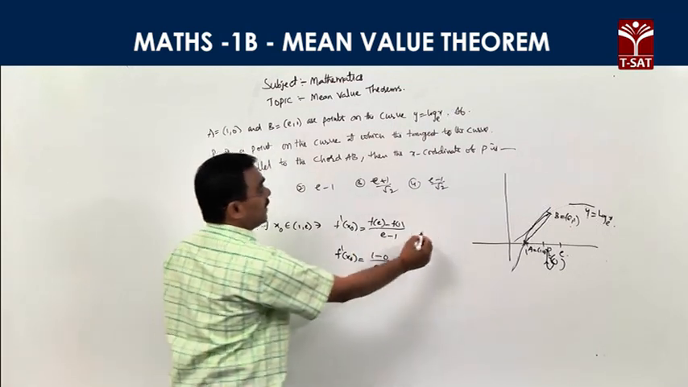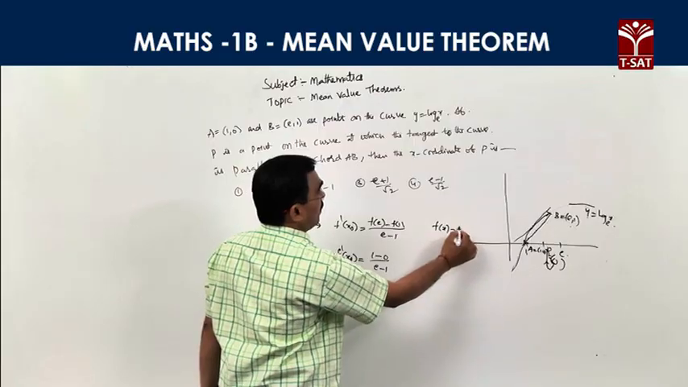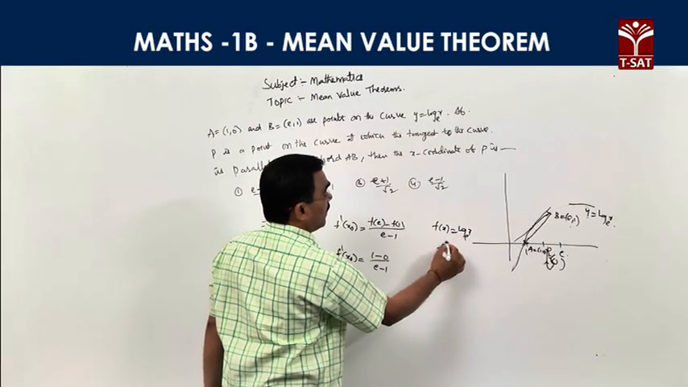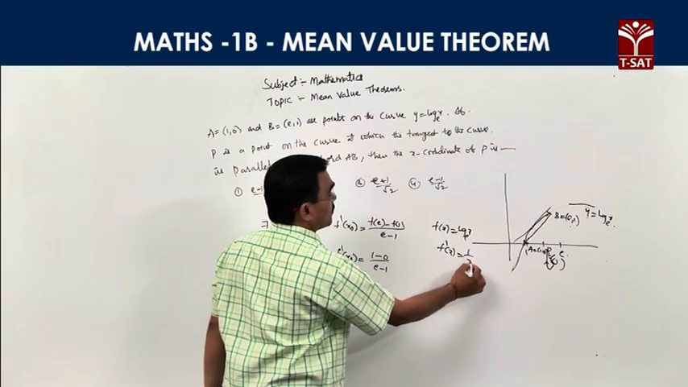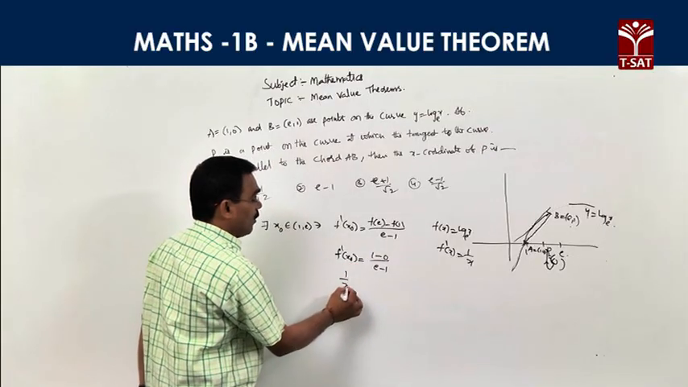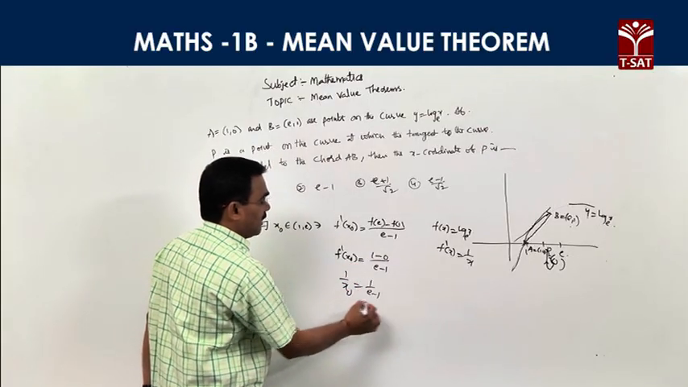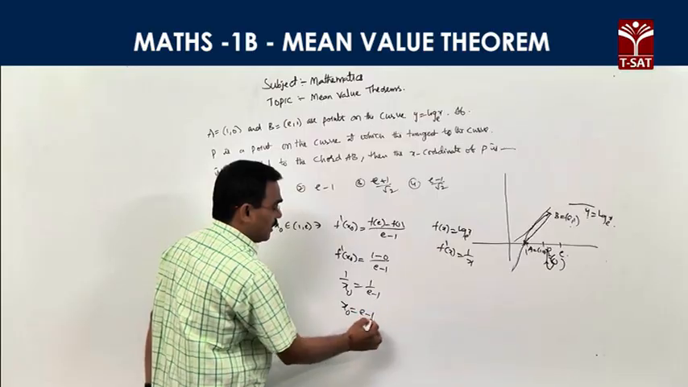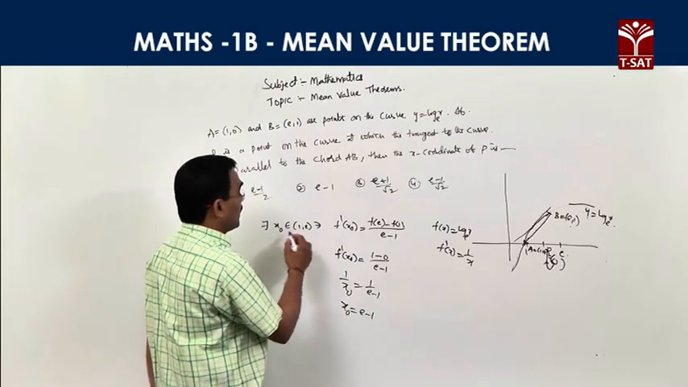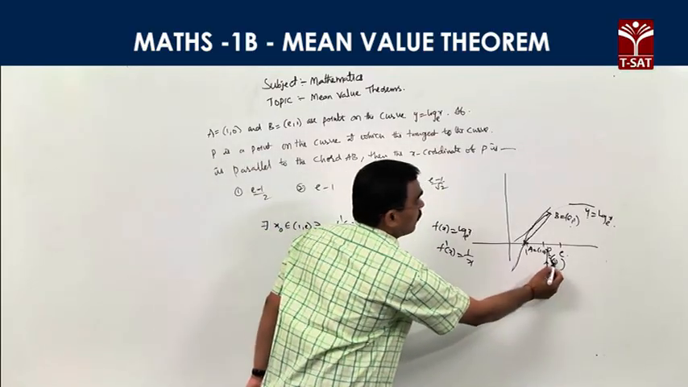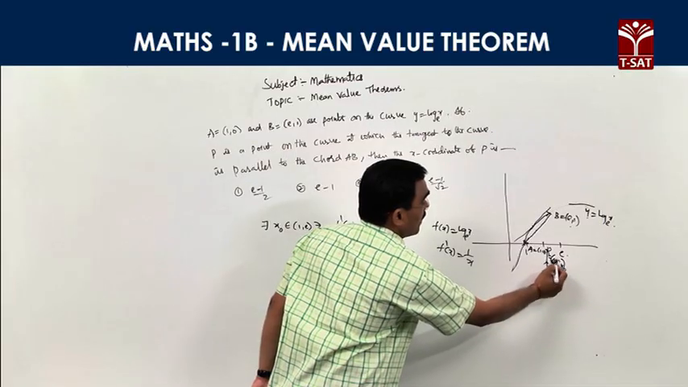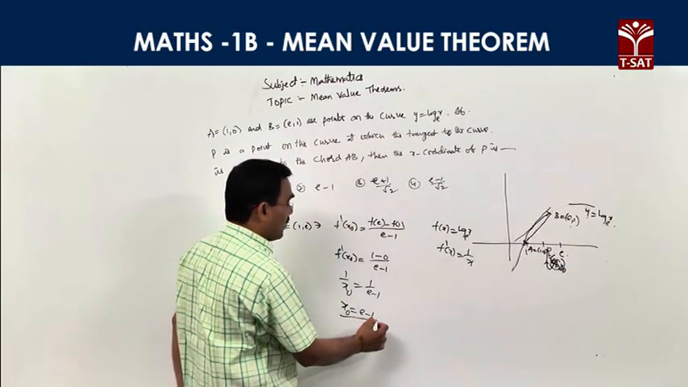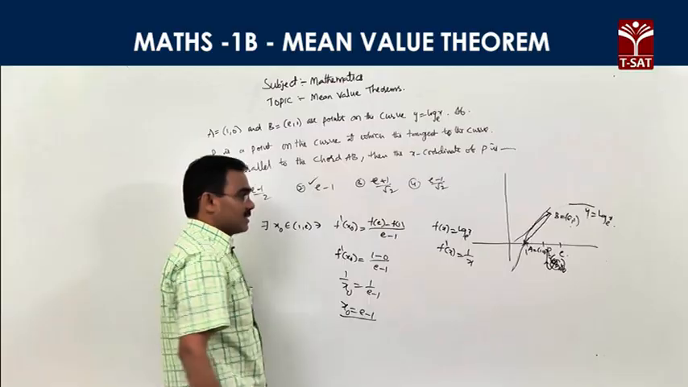Our function is f(x) = log x to the base e, so f'(x) = 1/x. So f'(x0) = 1/x0 = 1/(e - 1), which gives x0 = e - 1. Suppose P = (x0, y0). The x coordinate is e - 1. e - 1 is the correct answer.